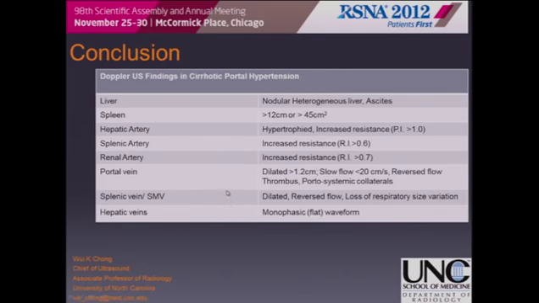The splenic vein and SM vein may also demonstrate dilatation and reversal of flow, as well as loss of respiratory size variation. And the hepatic veins may demonstrate a monophasic or flat waveform.